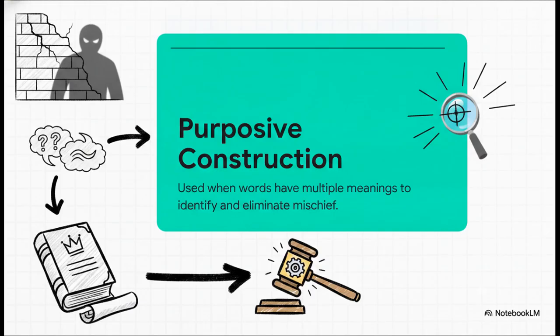Basically, you deploy this rule when the material words of a statute are ambiguous and can literally have multiple meanings. So instead of judges just throwing their hands up, this rule lets the court select the interpretation that actively identifies and eliminates the mischief. It's all about pinpointing that underlying legislative intent.